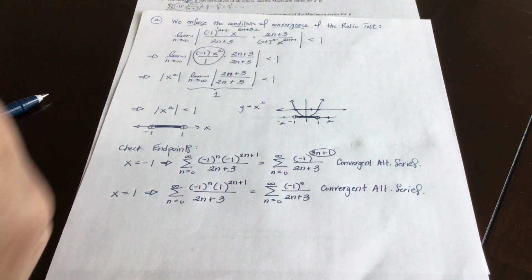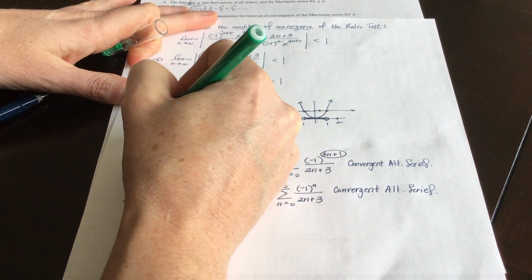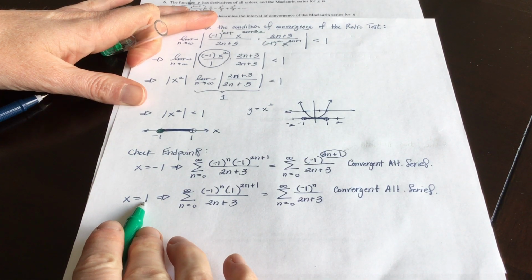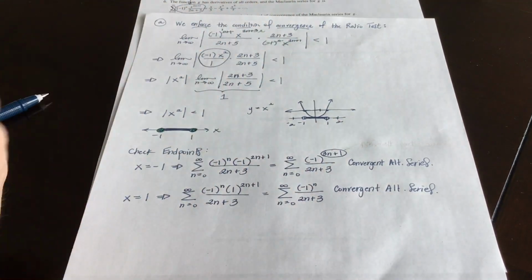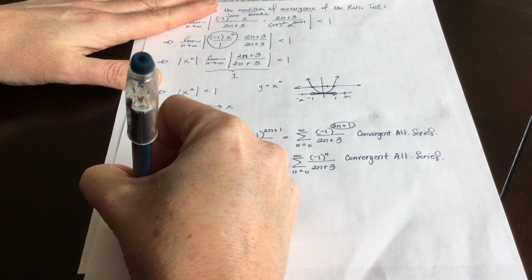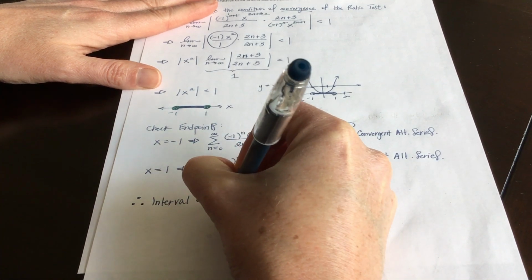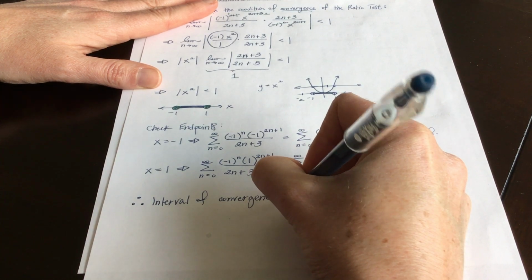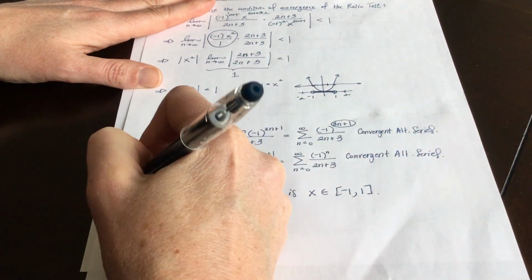Okay, so what does that mean? Since when we put negative 1 in, we got something that converges, it means that you would include negative 1 in your interval of convergence. And since when we put x equaling positive 1 in, we also got something that converges, you would include x equaling positive 1. So your answer would be, therefore, your interval of convergence is x values from negative 1 to positive 1, including both endpoints in this case.